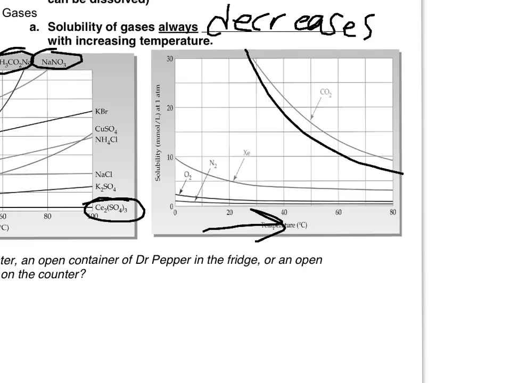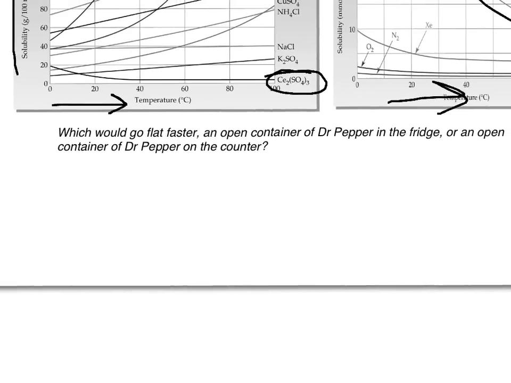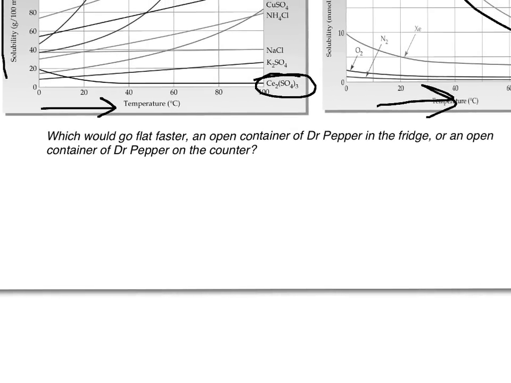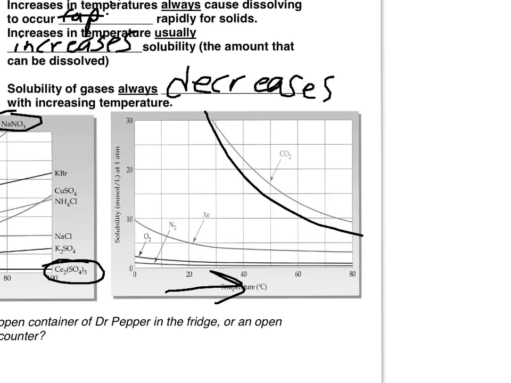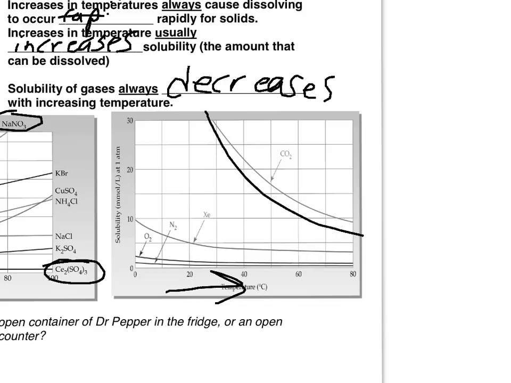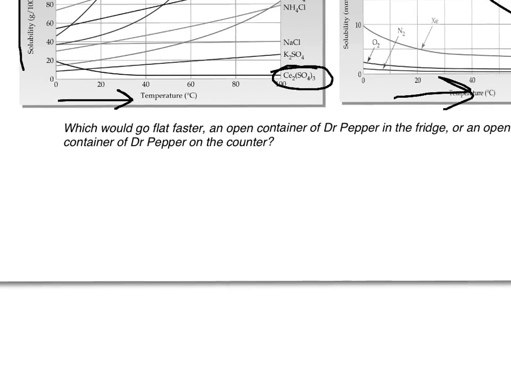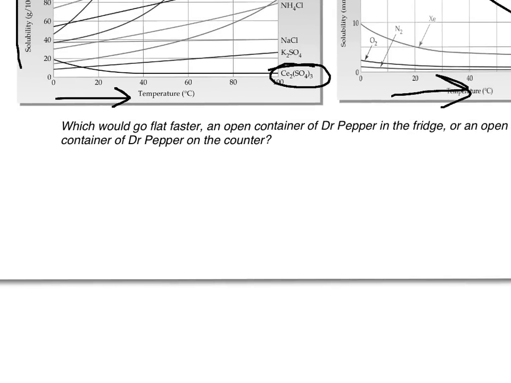And that makes sense. We know that if you take an open can of Dr Pepper and you put it in the fridge, and another open can of Dr Pepper and you put it out on the counter, the one on the counter is going to go flat a lot faster, because when it's warmer, its solubility goes down. That means that it'll hold less CO2. It means it's going to go flat. When it's colder, it can hold more CO2, so it's not going to go flat as fast.